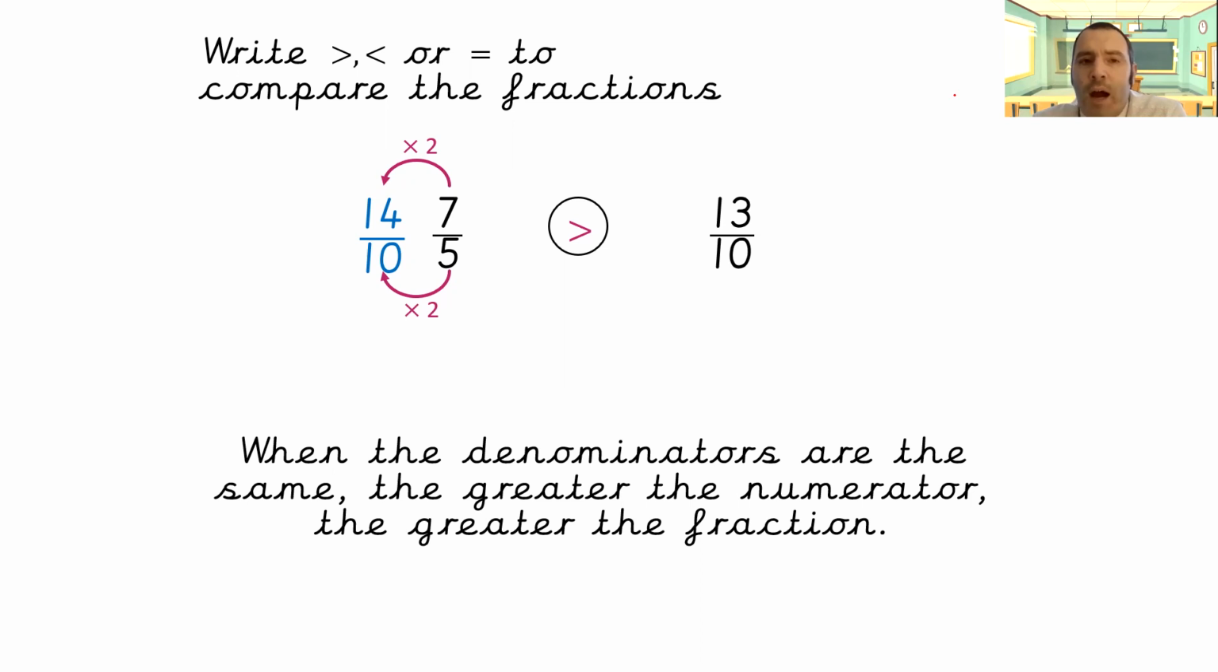So we've made 7/5 into an equivalent fraction that has 10 as the denominator. So we can see the comparison now. So now the denominators are the same. Our left-hand number has got more in the numerator. So the greatest numerator is on the left, which means the fraction is greater. So 14/10 is greater than 13/10.